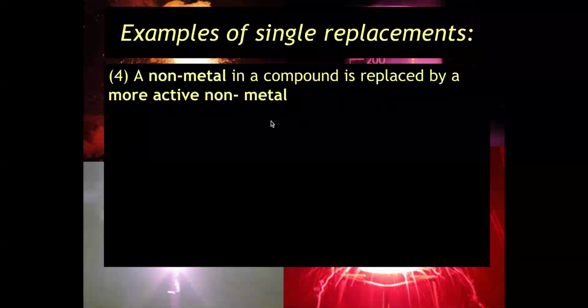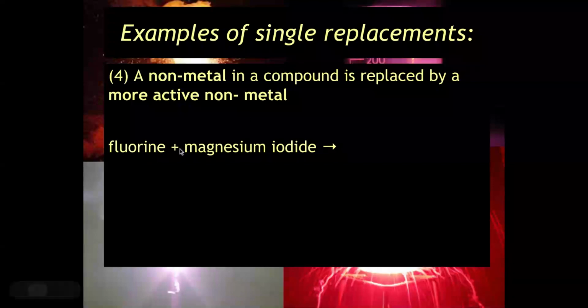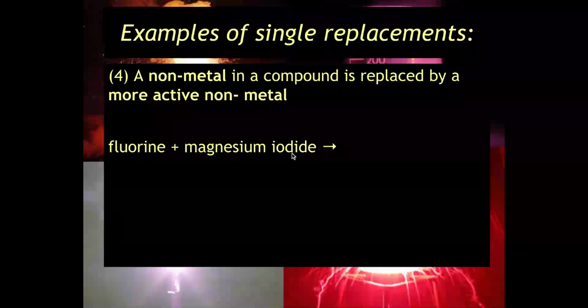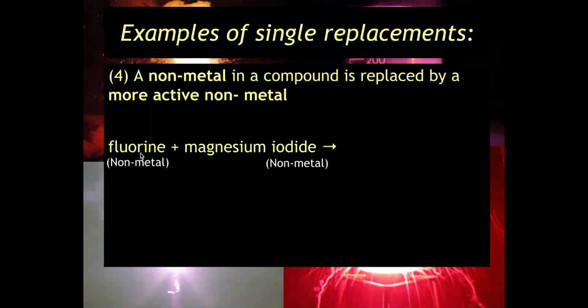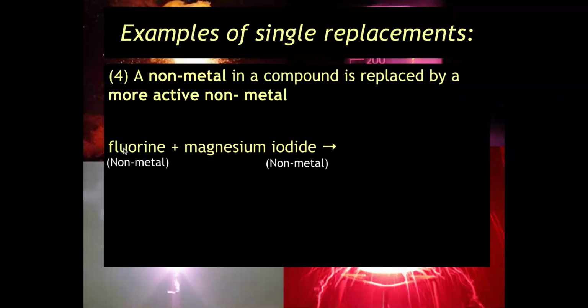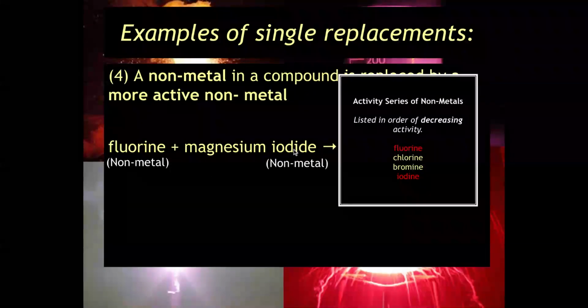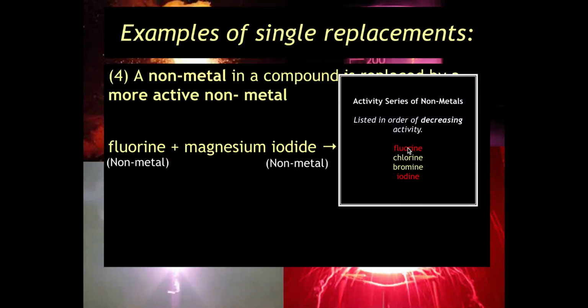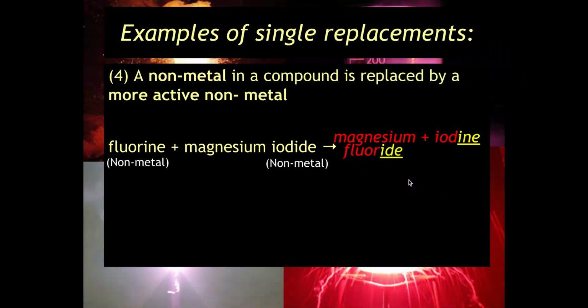Okay, I believe this is the last one to know about. So sometimes you're going to switch the nonmetal. So far, every example I've worked, we've taken one metal and switched it out for another metal. But a nonmetal can get replaced too. So a nonmetal in a compound is replaced by a more active nonmetal. Here's an example. Say you've got fluorine plus magnesium iodide. So fluorine is a nonmetal and iodine is a nonmetal. So the question is, is fluorine more active than iodine? Yes, fluorine is higher on the list than iodine. So there is going to be a switch.